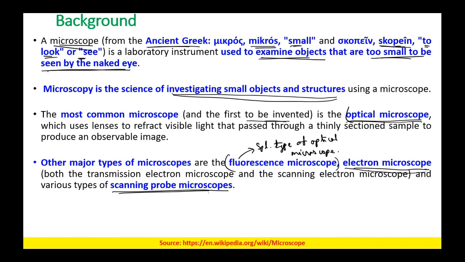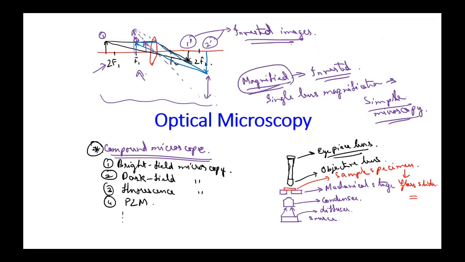So in optical microscopy, what happens? Optical microscopes basically use lenses to refract the visible light that passes through a thinly sectioned sample to produce an observable image. Okay, so as I told you, it passes through a thinly sectioned sample. That means the light from here is transmitted through the sample. So these optical microscopic techniques usually work in the transmittance mode.